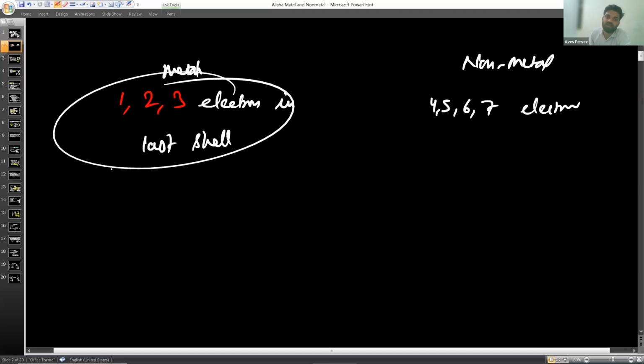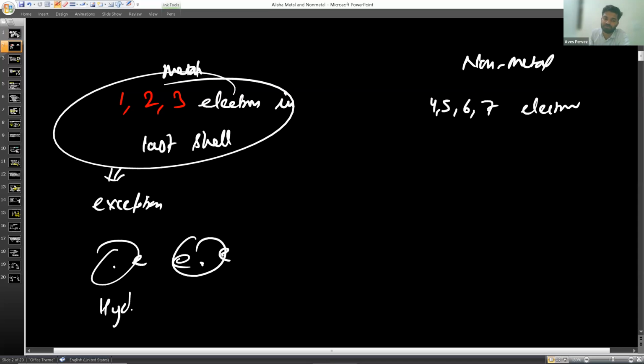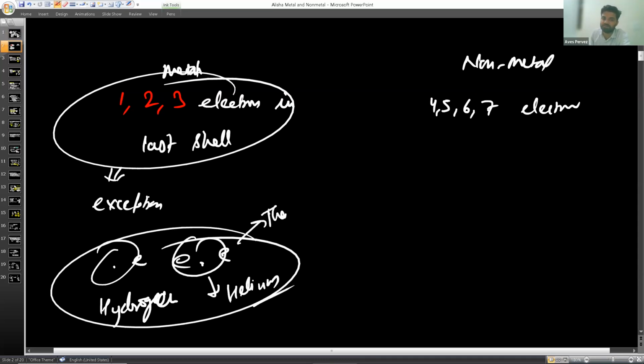Here is an exception: hydrogen has one electron in its outermost shell, and helium has two electrons in its outermost shell. But hydrogen and helium are not metals. Helium is a noble gas, and hydrogen is neither a metal nor a non-metal. So we'll simply say here that hydrogen has one electron in the outermost shell, and helium has two.